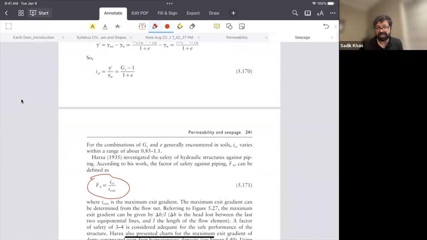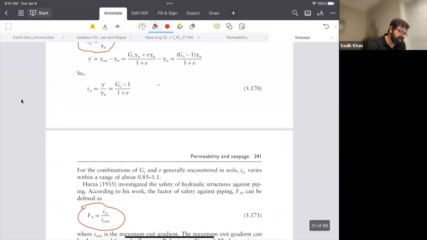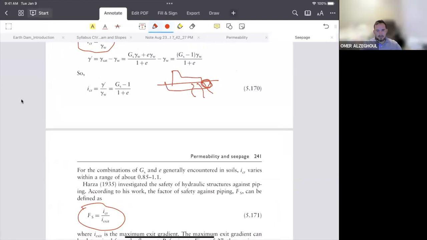So what is i exit? Any idea what is i exit? This is the hydraulic gradient at the other side of the structure, at the end of the flow net. Let's say you have the dam, and you have different flow lines and equipotential lines like this. The one at the end, at the exit, that is your exit gradient. The last one.